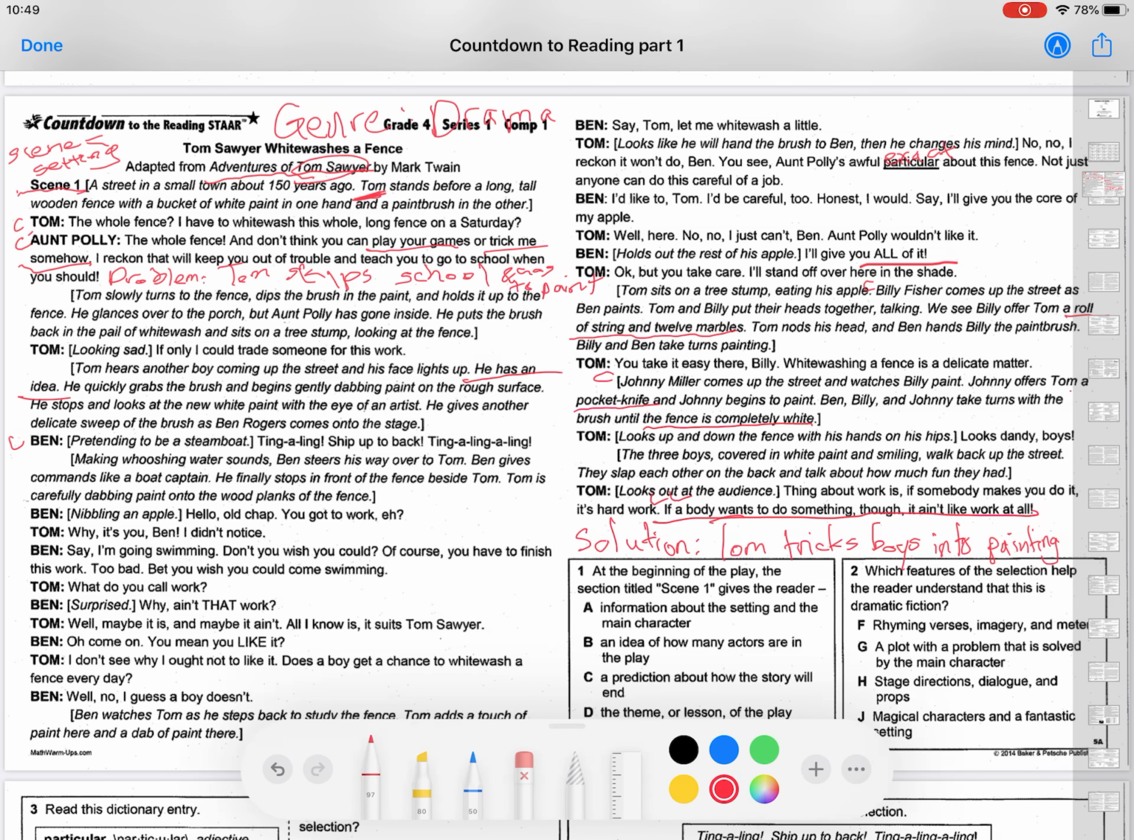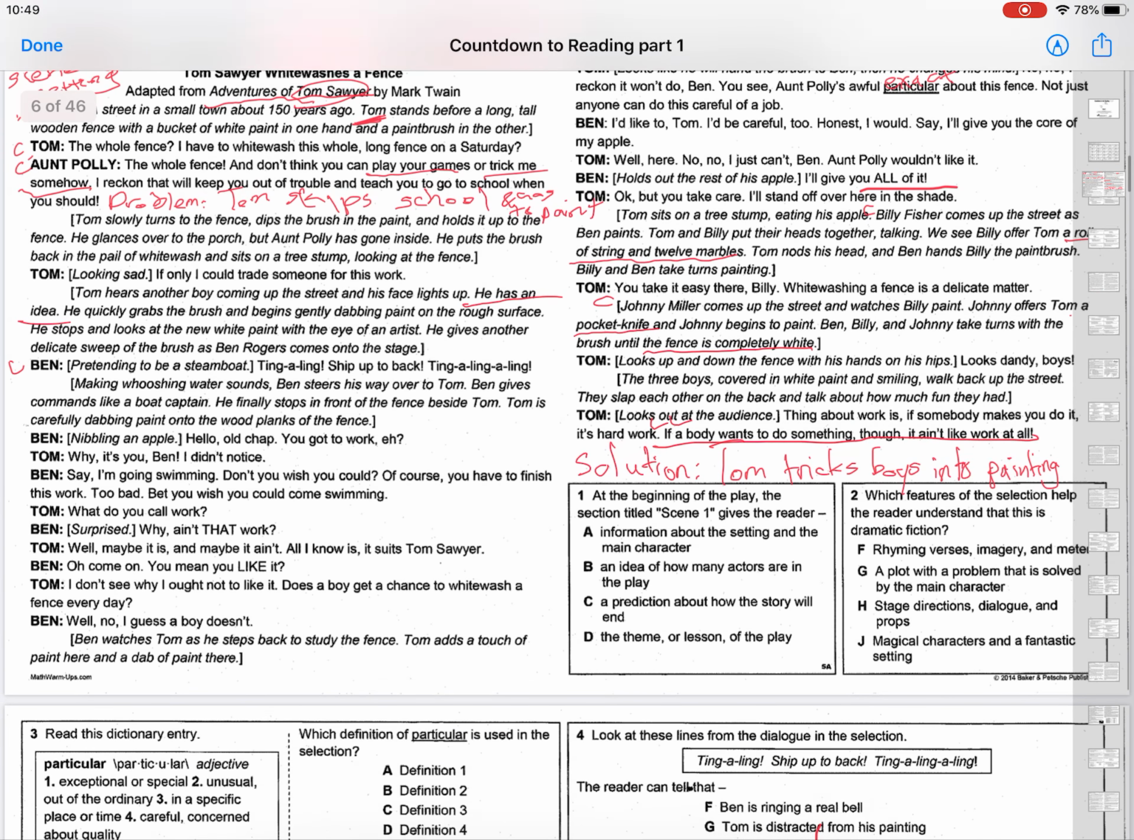So let's go down, because we finished reading the story and answer the questions. At the beginning of the play, the section titled Scene 1 gives the reader A, information about the setting and the main character, B, an idea of how many actors are in the play, C, a prediction about how the story will end, D, the theme and lesson of the play.